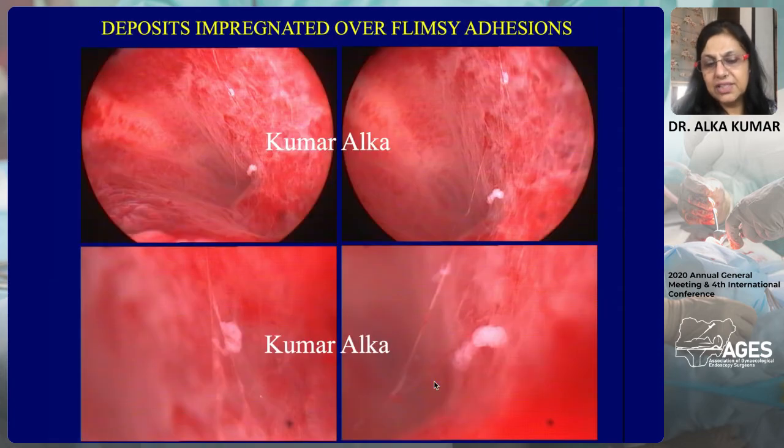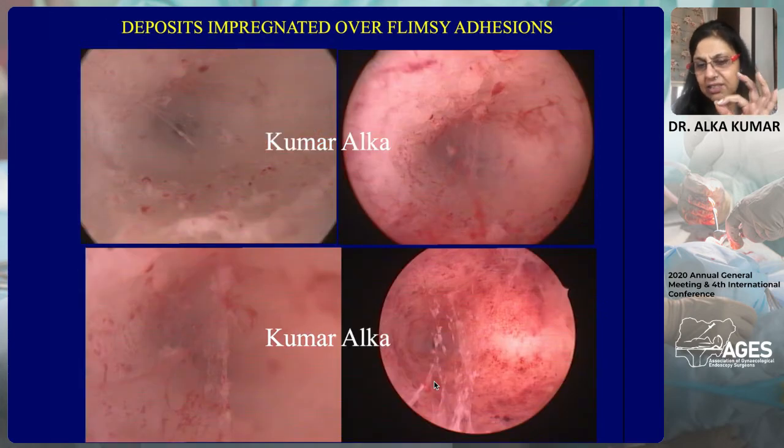We were published with the images of the cornual adhesions in the Indian Journal. So these are deposits impregnated over flimsy adhesion bands. You can see these little adhesions and you can see these deposits which are there. These are actually tubercles. So sometimes it's a very good idea to take biopsies around these areas.